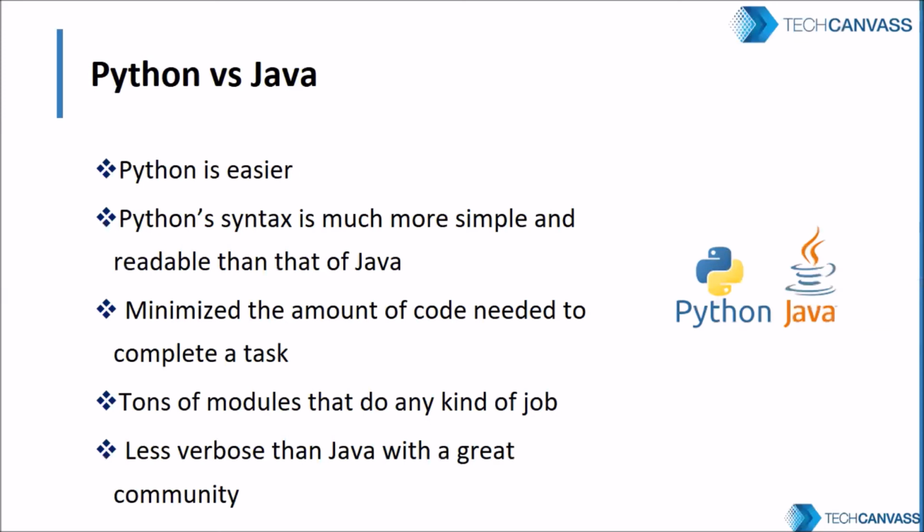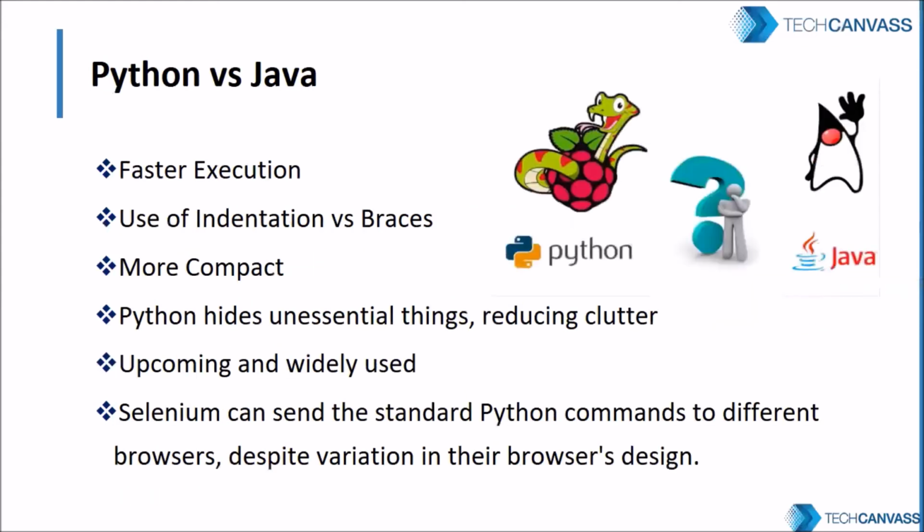Less verbose than Java, with a great community. Less verbose means, again, the same thing: you need to write less code. It is very less verbose. No need of writing a larger number of lines of code to solve a certain problem. In Python, the lines of code will be relatively very few. Faster execution. Python can be executed faster because it is interpreted and Java is compiled. So Python is faster in execution when compared to Java.